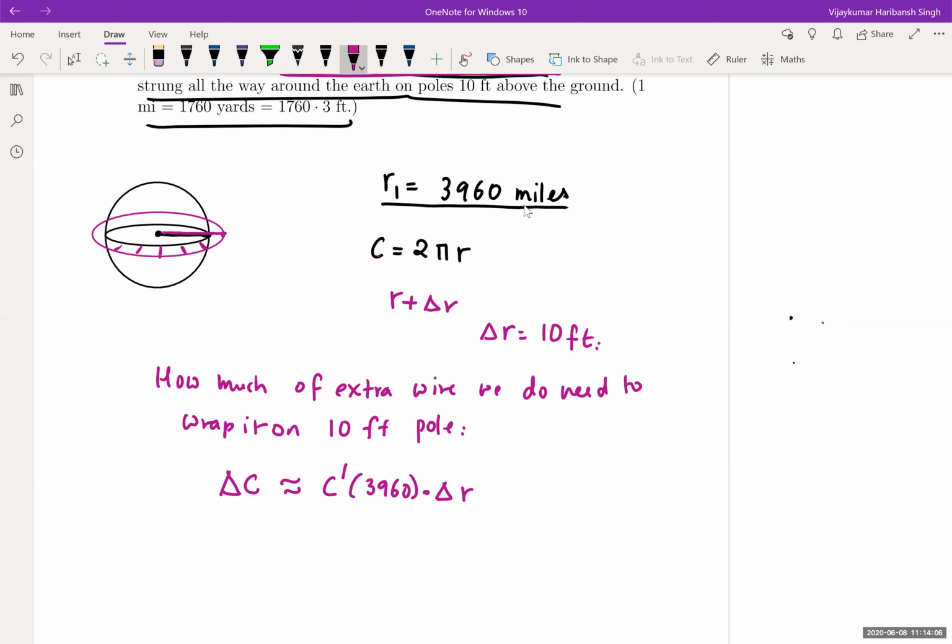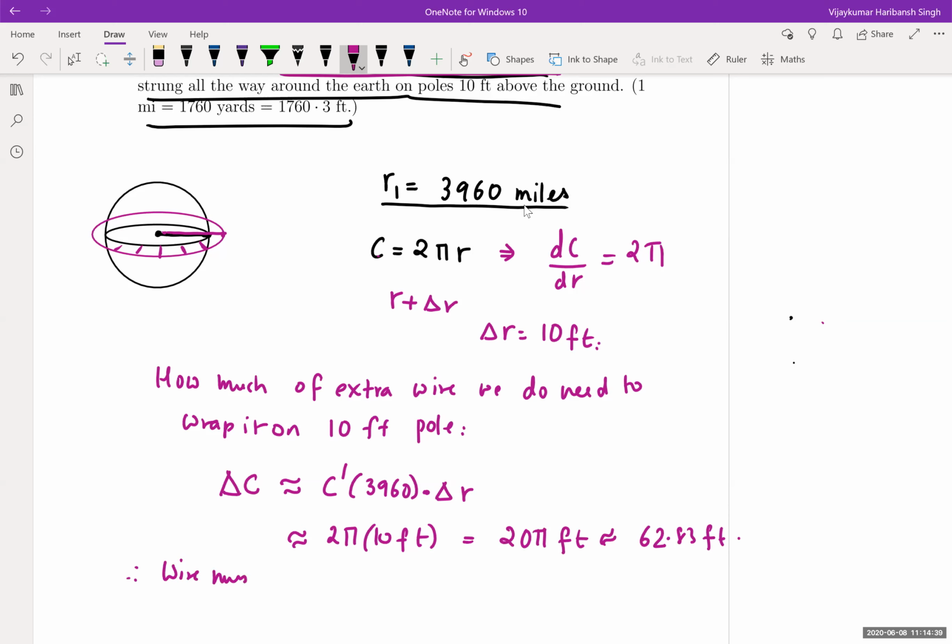So what is C prime? Again, we are looking at dC by dr. This is going to be 2 pi. So this is roughly equal to 2 pi times 10 feet, which is going to be 20 pi feet, which is roughly 62.83 feet. So the wire must be lengthened by 62.83 feet. And you can do this calculation directly.